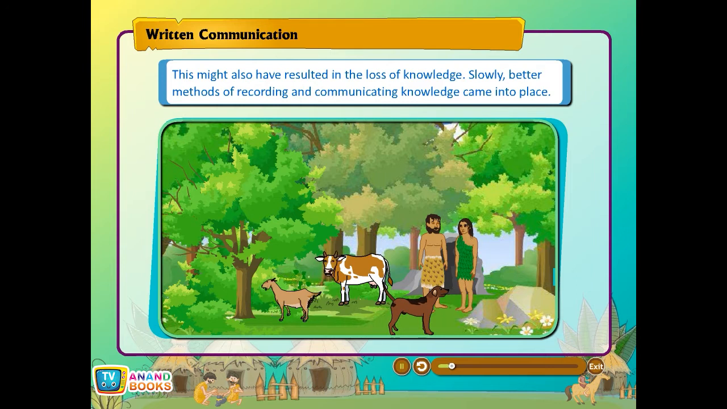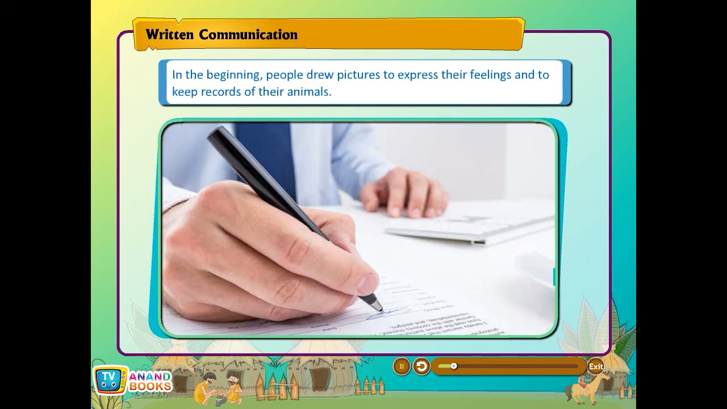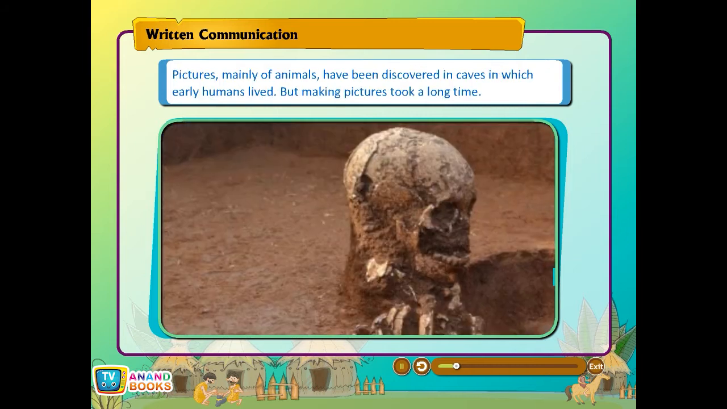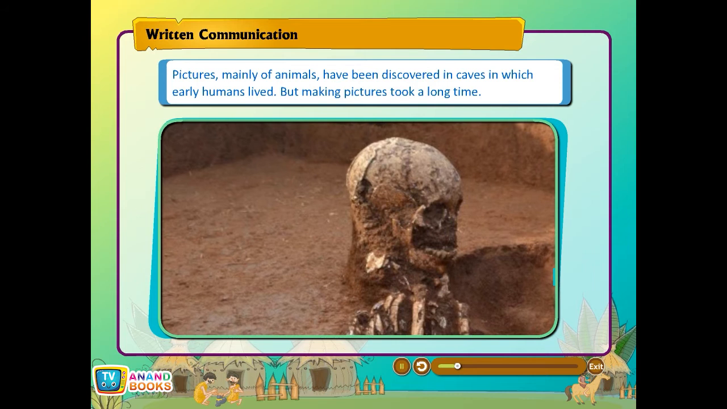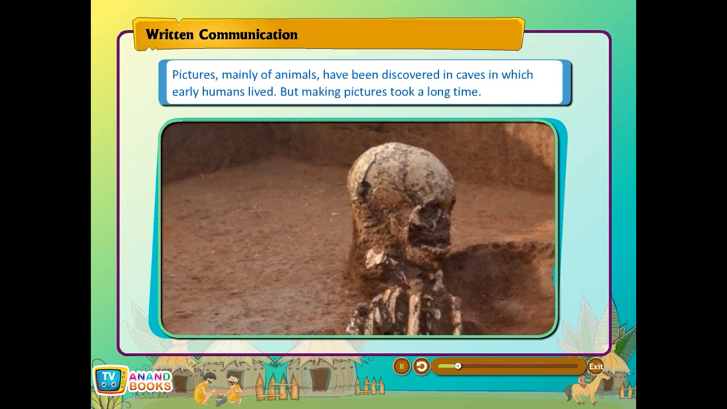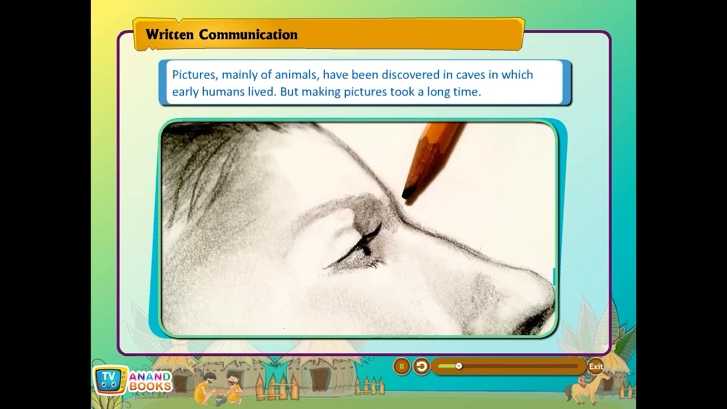Slowly, better methods of recording and communicating knowledge came into place. Written communication. In the beginning, people drew pictures to express their feelings and to keep records of their animals. Pictures, mainly of animals, have been discovered in caves in which early humans lived. But making pictures took a long time.